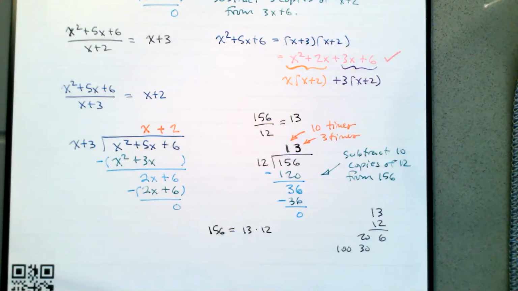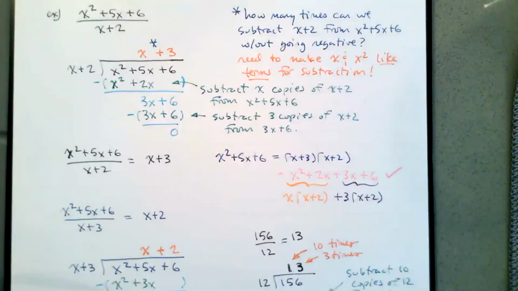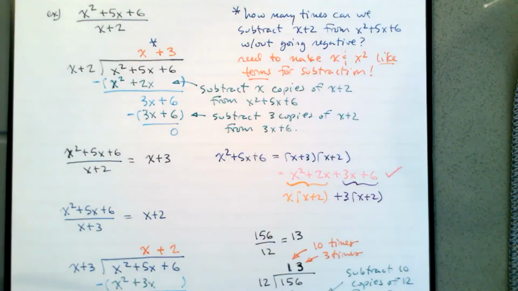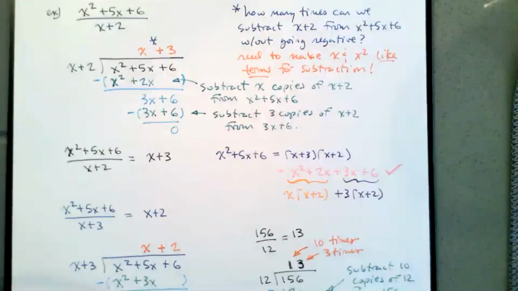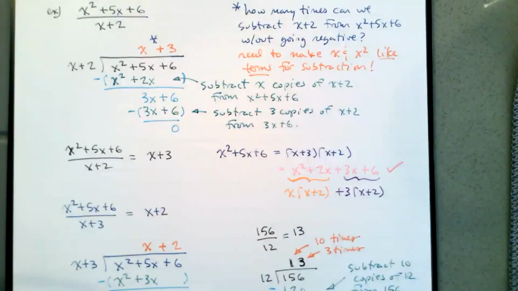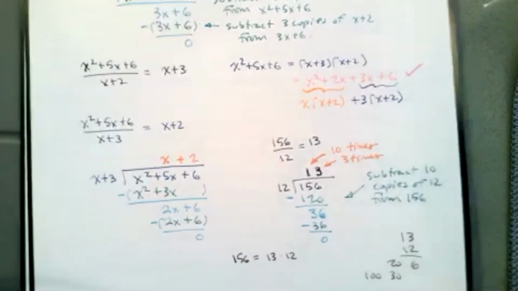All right. Now, in this case, we had an example of polynomial division where everything worked out. We had zero remainder because x plus 2 is a factor of x squared plus 5x plus 6. Or we could say that x squared plus 5x plus 6 is a multiple of x plus 2. But we know that things don't always work out that way. Let's suppose that we had 157 divided by 12.